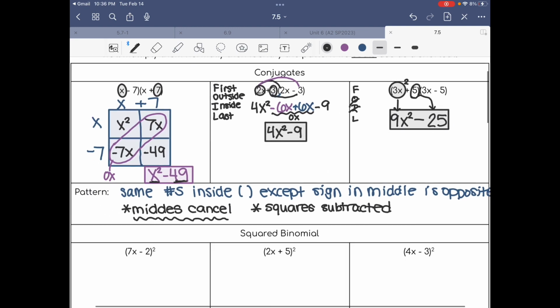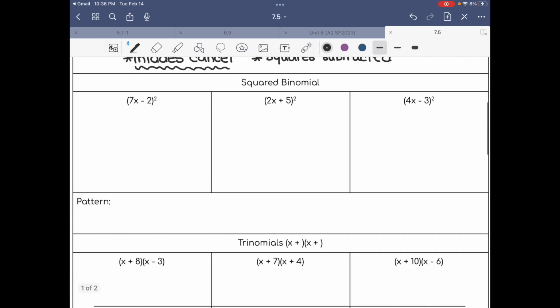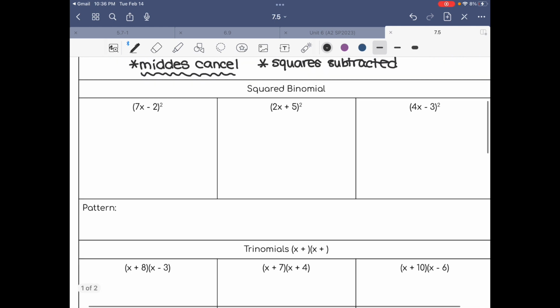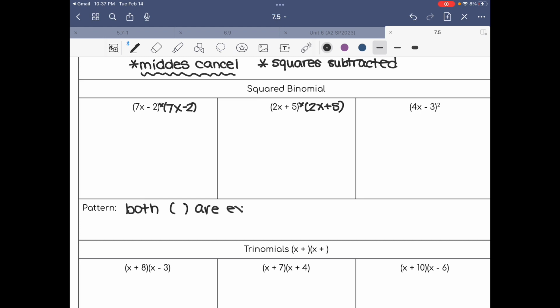All right, let's talk about another one. The next one is called a squared binomial. And what that means is you have a parentheses squared. And you do not just square both of them like we did on the last one. What you have to do is that squared means you multiply something by itself. So we're going to cross off the squared and multiply each parentheses times itself. Okay, so for this one, both parentheses are exactly the same.